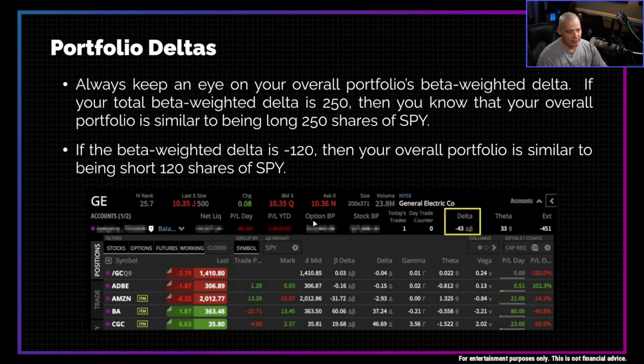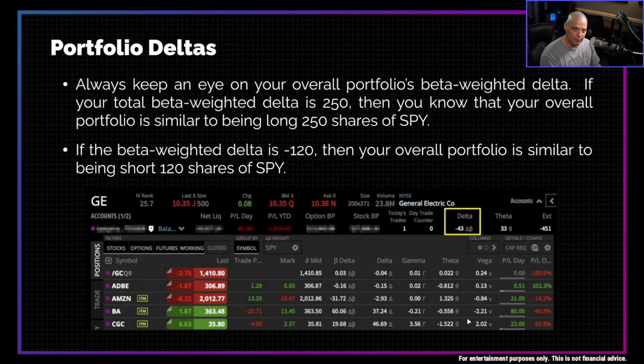Now on the TASTYTRADE platform, you can add delta to the header. So everything in the header is all of your overall account values, your account metrics. So if you add delta to the header, that is your portfolio's overall delta. And remember, a portfolio's overall delta is beta weighted delta. That's the only way you can get it, right? Because just regular deltas don't make any sense. You can't compare individual deltas in different stocks. So you have to beta weight deltas to get the overall portfolio delta.